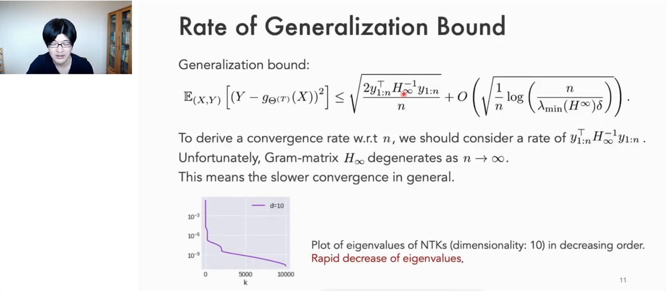In other words, to derive a convergence rate from this bound, we should consider the rate of the numerator, y transpose H inverse y, with respect to the number of training examples n. However, unfortunately, the Gram matrix H will degenerate in general as n goes to infinity, which means a slower convergence rate. Indeed, such degeneration is theoretically and empirically observed. This figure depicts the eigenvalues of the Gram matrix of NTK on n training examples, and we observe a quick decay of eigenvalues.